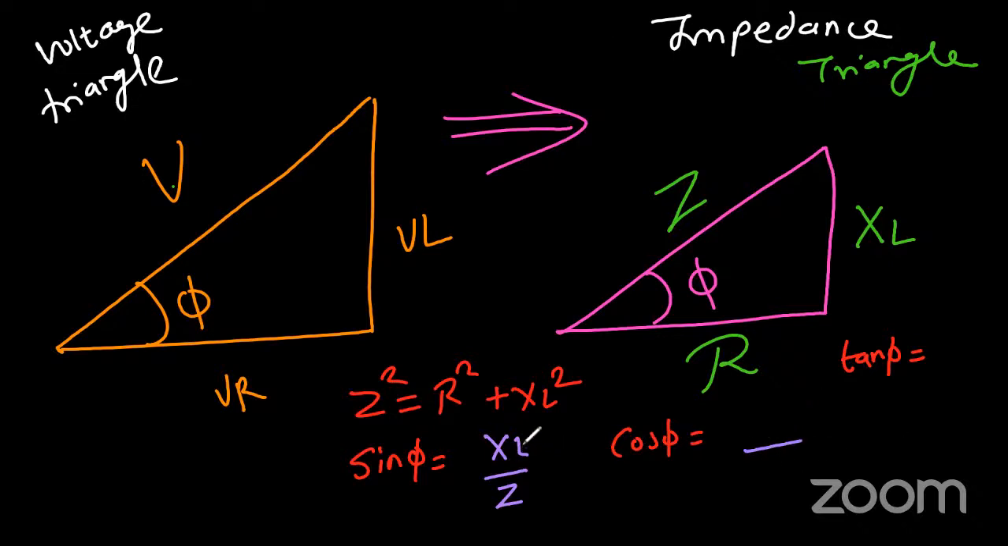So sin phi is XL upon Z. Then cos phi क्या आएगा? Yes, that is adjacent upon hypotenuse. That is R by Z. Good. Last one, tan phi. What is tan phi? Opposite upon adjacent. Tan phi क्या होता है? Sin by cos, XL upon R.